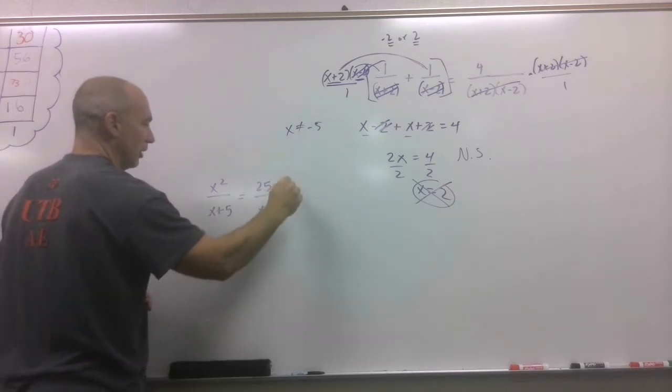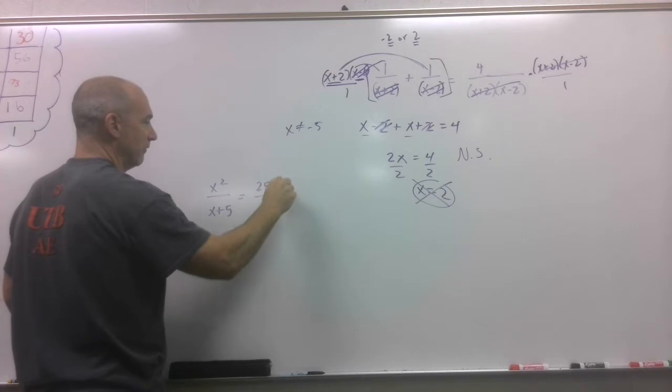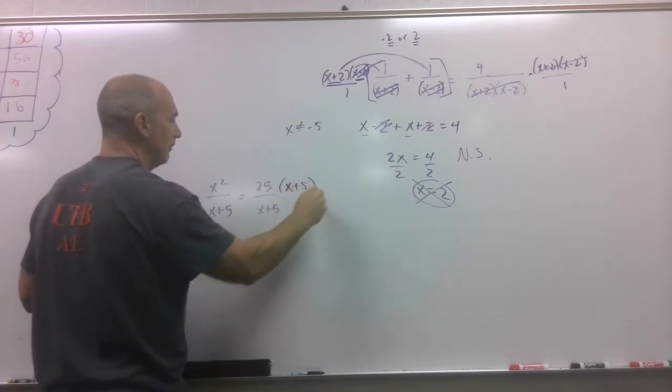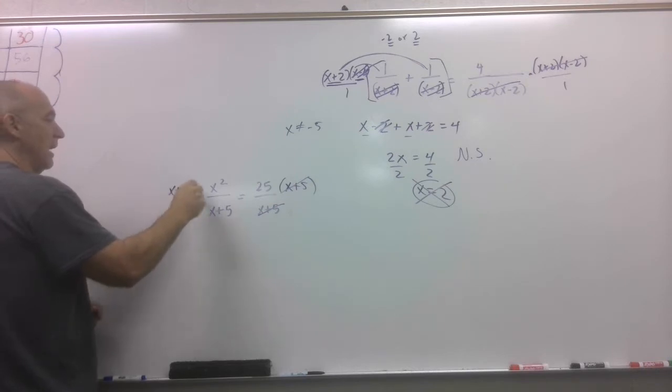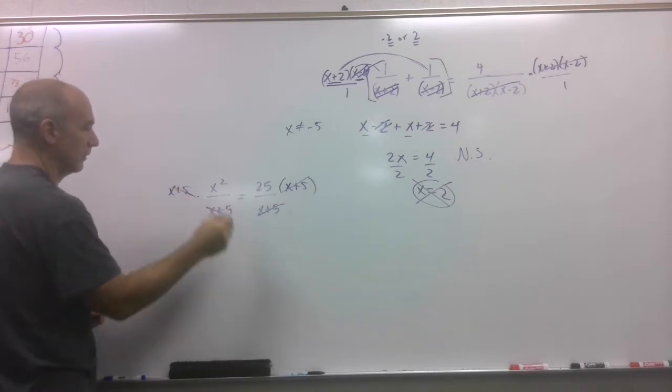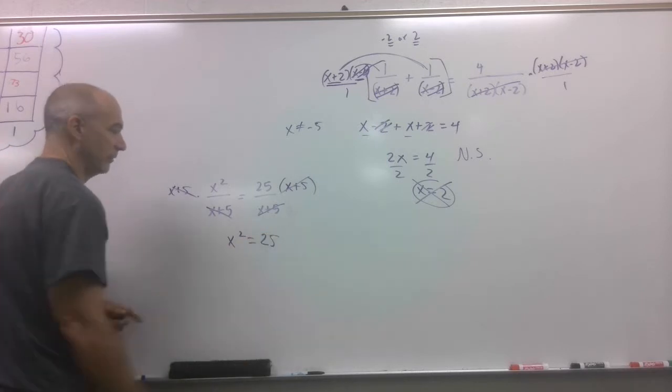Now we're on a mission to get rid of that x plus 5. So I'm going to multiply by x plus 5. Those cancel. But then I've got to multiply this by x plus 5. Those cancel. So I'm left with x squared equals 25.